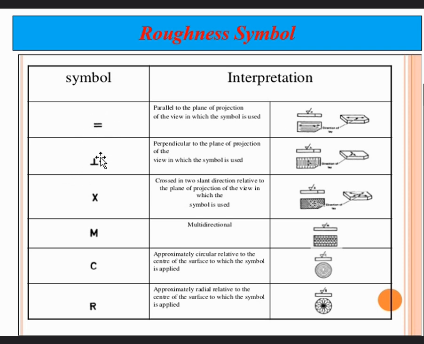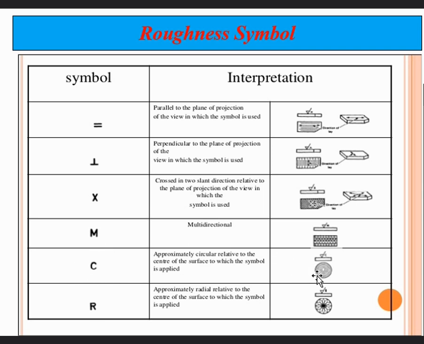Let's say perpendicular is the lay. Here you machined in this direction, but while taking the measurement reading of surface roughness, you should travel in a perpendicular direction. Similarly, X type: this type of lay you will get in a knurling operation, right? Parallel lay and perpendicular lay you will get in face milling or end milling operations. This is very common. You might have studied it in first or second year.